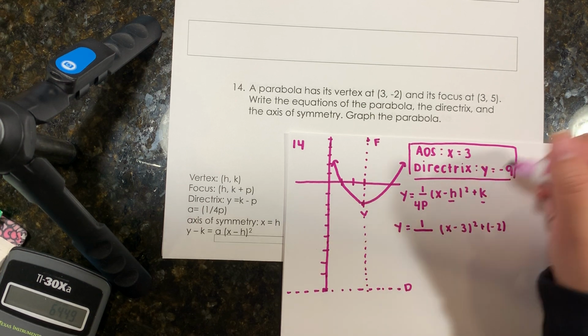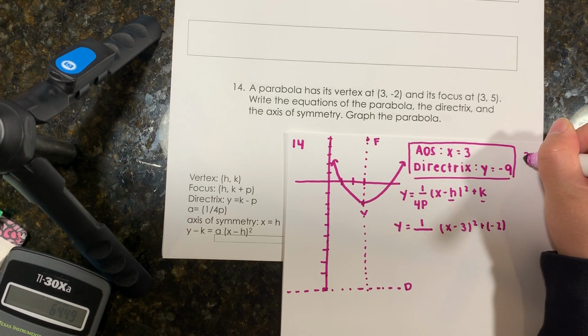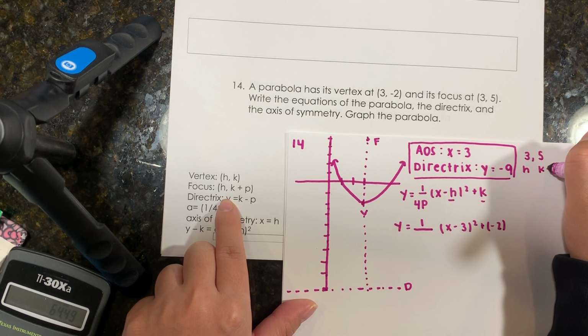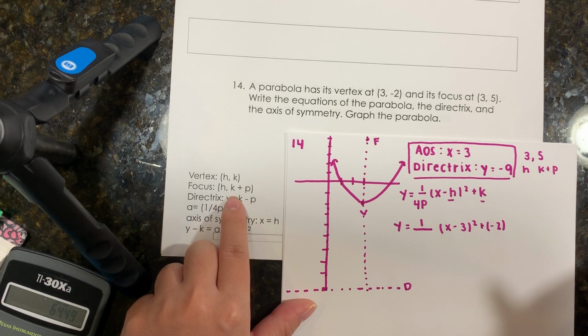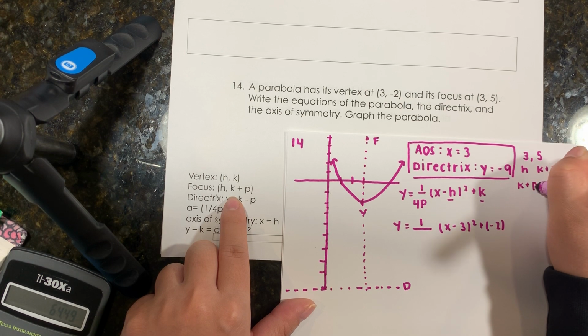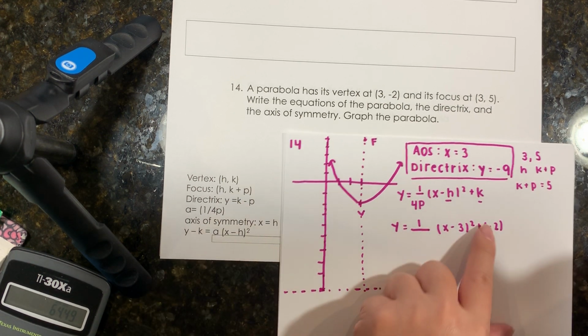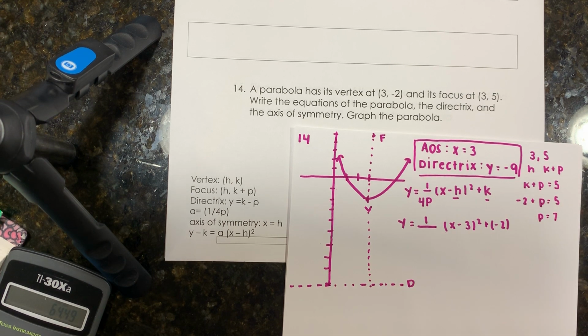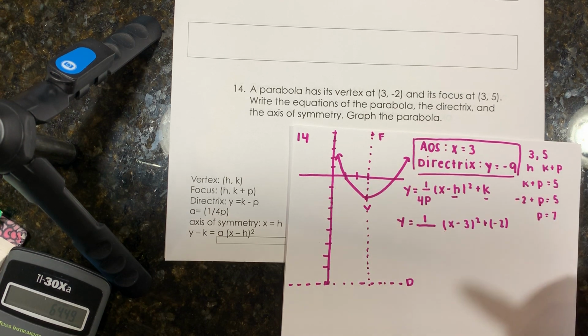Now I have to look at the focus so I can solve for p. So (3, 5), my focus is (h, k plus p). So now I'm going to set k plus p equal to 5. I already know that k is equal to negative 2. So I have negative 2 plus p equals 5. So p is equal to 7. Really, that's just the distance between your vertex and your focus. That's the number of spaces.